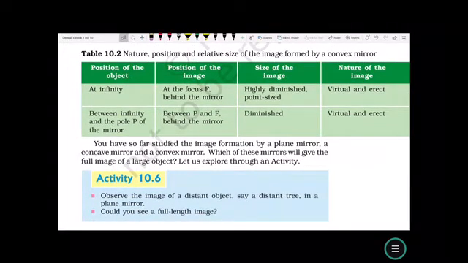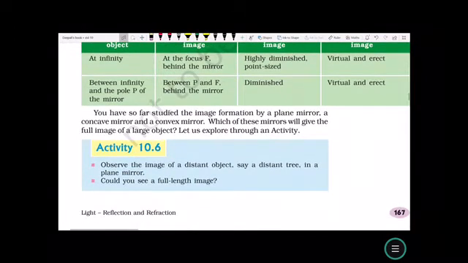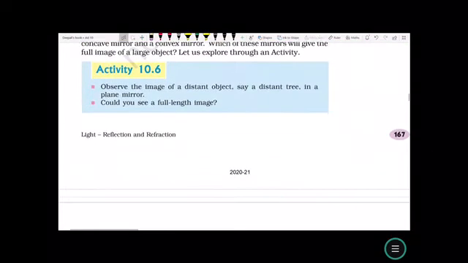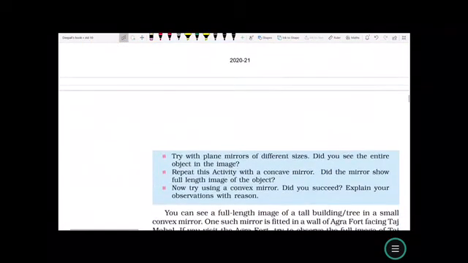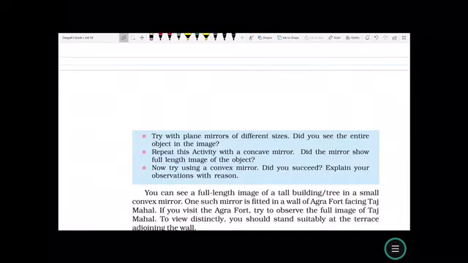You have so far studied the image formation by a plane mirror, a concave mirror and a convex mirror. Which of these mirrors will give you a full image of a large object? Let us explore through an activity. Observe the image of a distant object such as a distant tree in the plane mirror. Would you see a full length image? Try this with a plane mirror of different size. Did you see the entire object in the image?